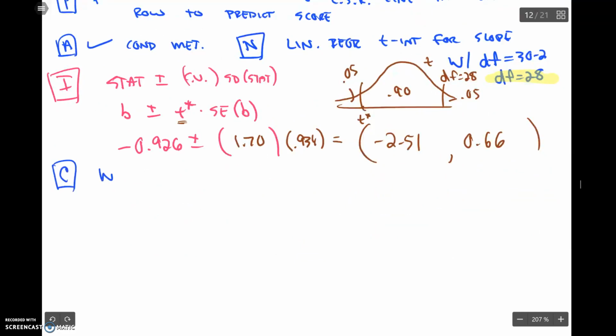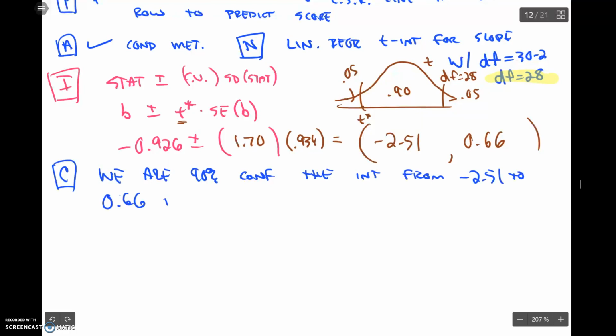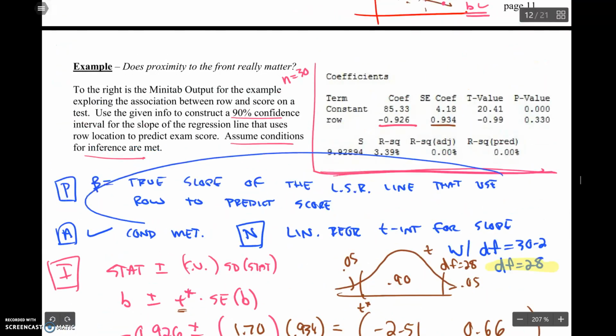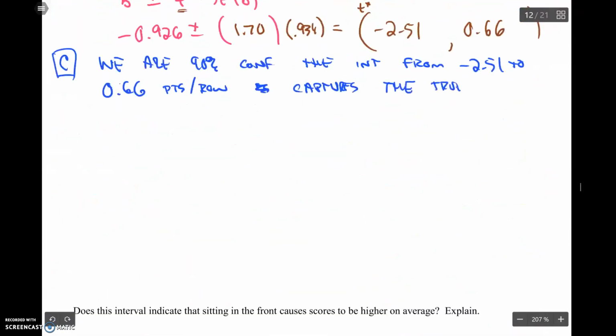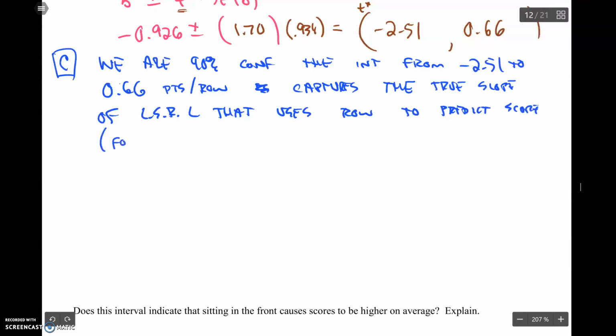Conclusion. We are 90% confident the interval from negative 2.51 to 0.66 points per row captures beta, the true slope of the least squares regression line that uses row to predict score, and optionally for all kids like the kids in this study.